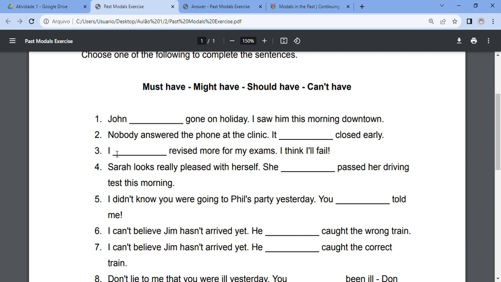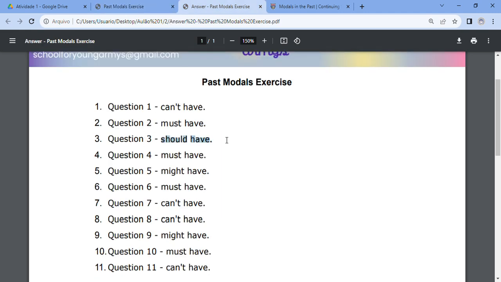I something revised more for my exams. I think I will fail. So you did an exam and you think you failed. So you are probably giving advice to yourself. So you need to use should have. I should have revised more for my exams. I think I will fail. So should have.